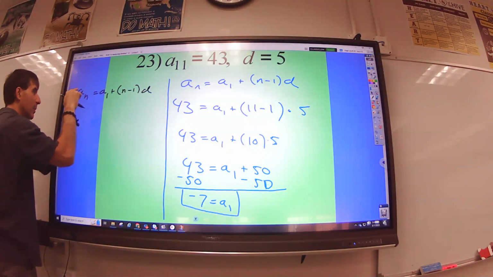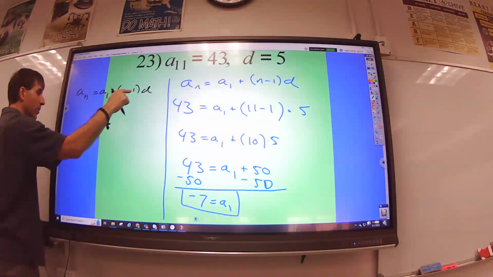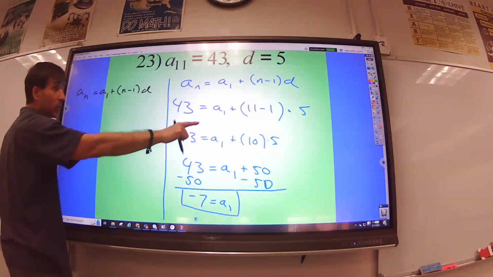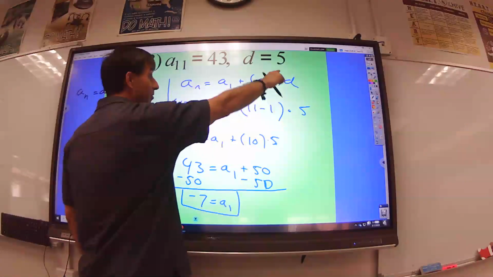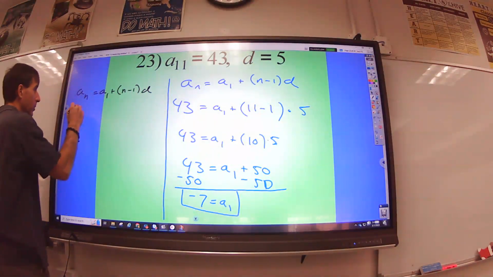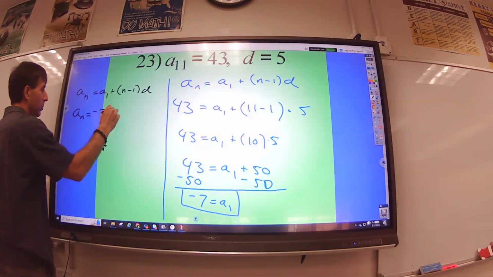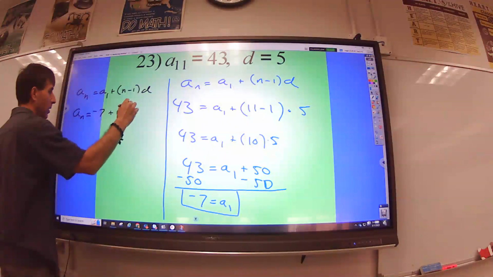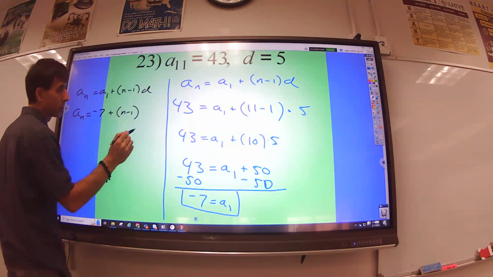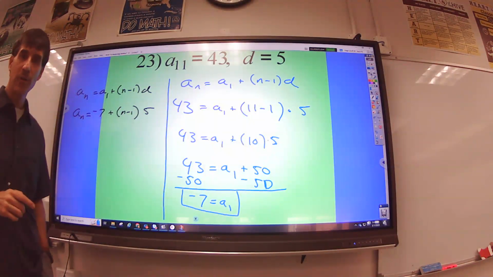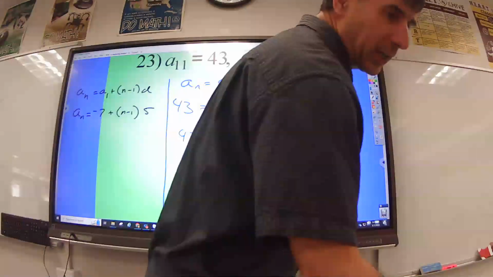Now, this formula is set up if we have the first term and the common difference. Guess what? We solved for the first term, and we do have the common difference of 5, right? So we just do what we did before. A sub n equals, what's my first term? Negative 7 plus n minus 1 times the common difference of 5. Okay, now you guys go ahead and find it.